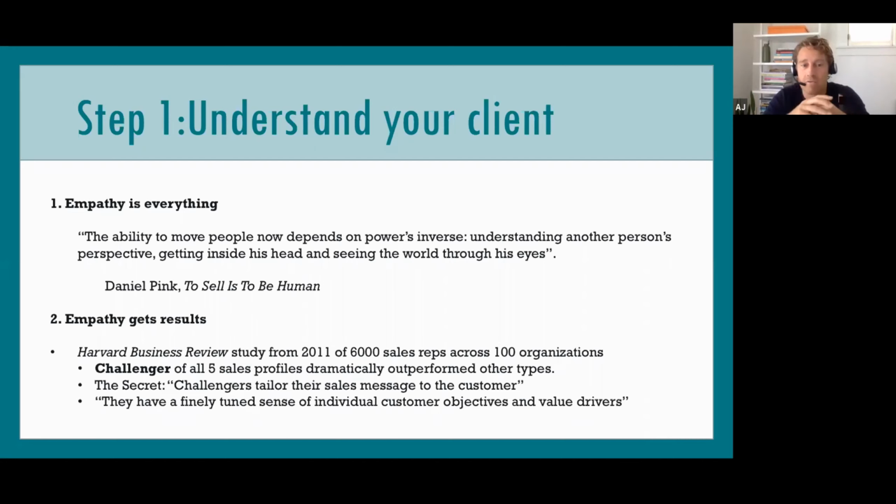So there's a famous Harvard Business Review study of sales associates from 2011, and they looked at 6,000 sales reps across 100 organizations, and they reduced all those sales reps to five profiles. And the most successful one is what they called the challenger. The challenger, of all of the profiles, dramatically outperformed the other types. Why? Because they tailored their sales message to the customer.